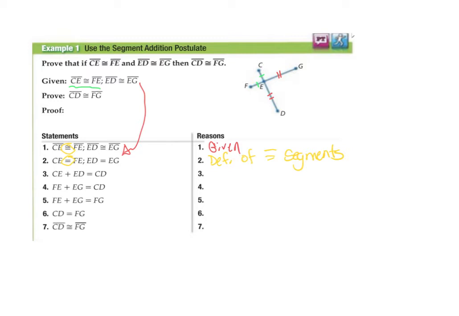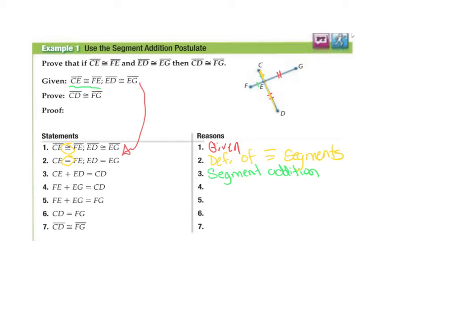So then for statement 3, I have CE plus ED equals CD. Well, I'm going to go to my picture to see what that really means because I'm not quite sure right now. So I have CE plus ED equals the entire line. That seems like segment addition to me. So that's the segment addition postulate. But then in line 4, I tell you FE plus EG equals CD.